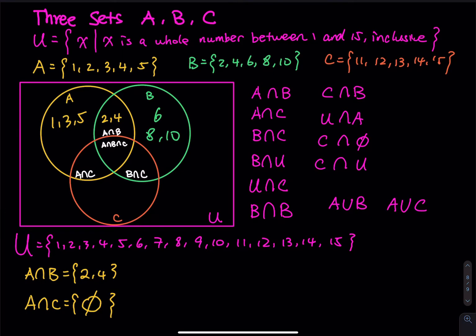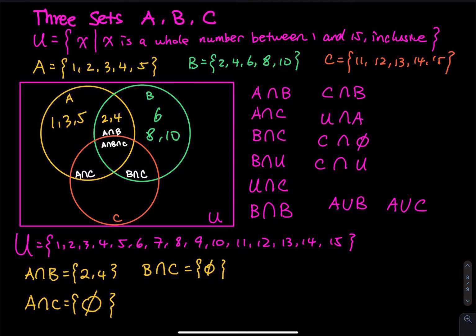What about B and C? So B intersect C, what do they share in common? I don't think they share anything in common. So that means empty set. 2, 4, 6, 8, 10, 11, 12, 13, 14, 15, they do not share any elements in common, so just an empty set.